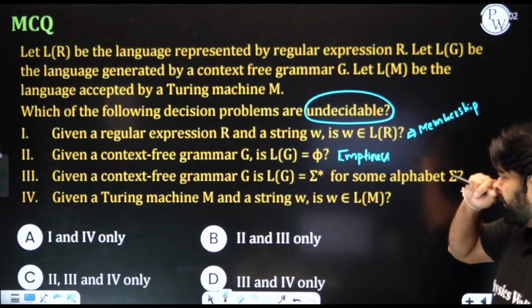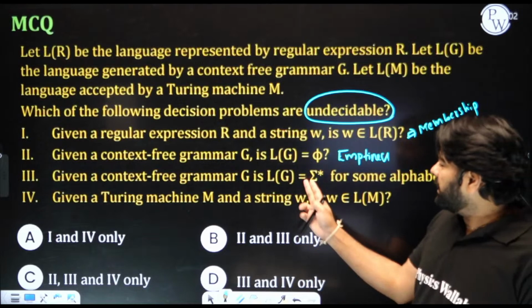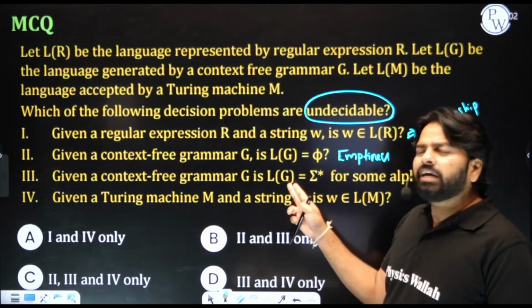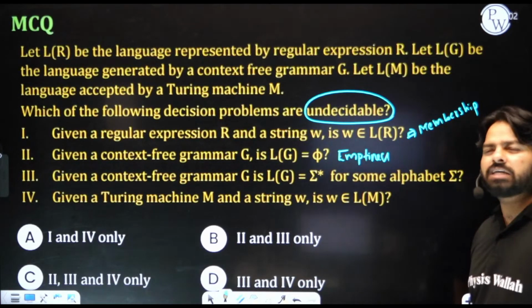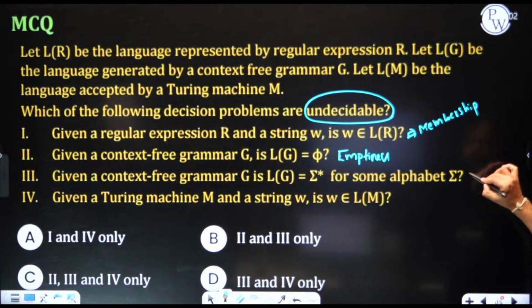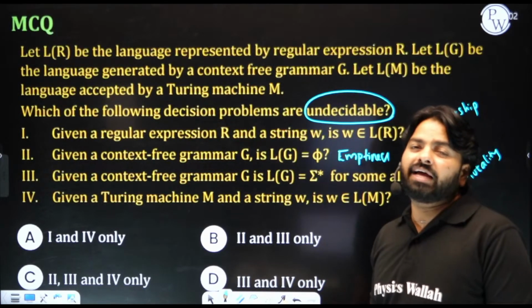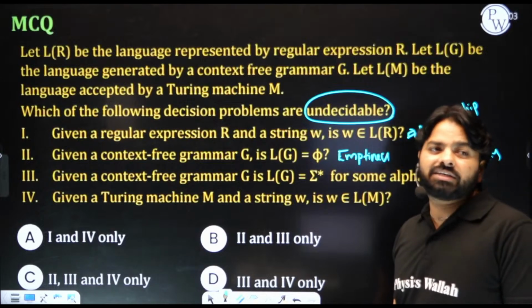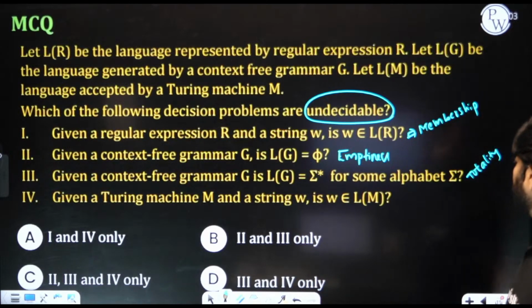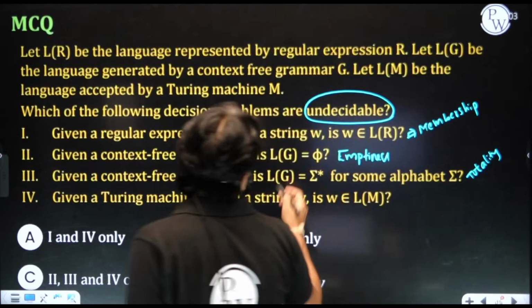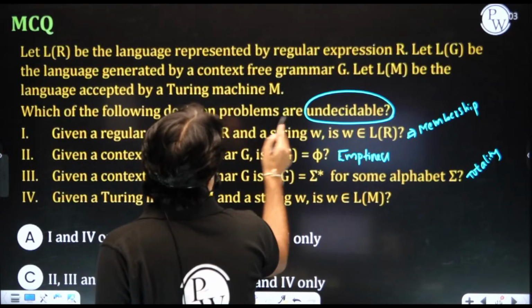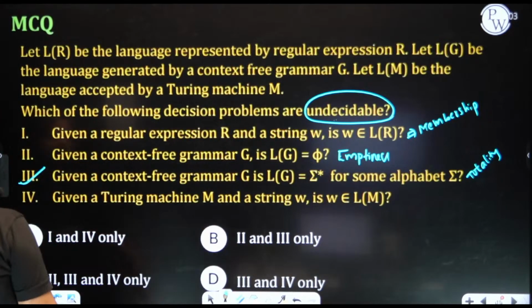And the third one: given a context-free grammar, is that grammar generating every string, like sigma star? Totality problem. Totality problem for context-free languages is undecidable. If you remember, totality for deterministic context-free languages is decidable, but for context-free languages it is undecidable. So this is undecidable. You are looking for the undecidable only, right? 3 is undecidable so far.